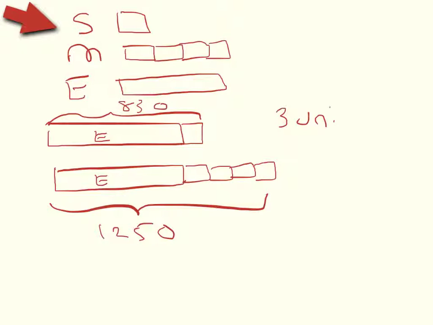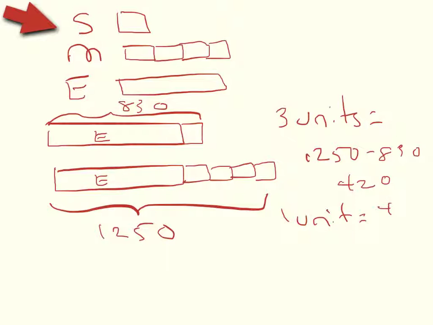So the 3 units is equal to the difference between 1,250 and 830. And when I do 1,250 minus 830, I get 420. So 1 unit is equal to 420 divided by 3, which is equal to $140. But the question is, how much money did Ella have?